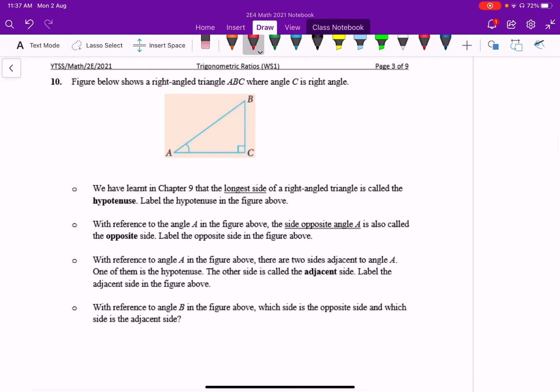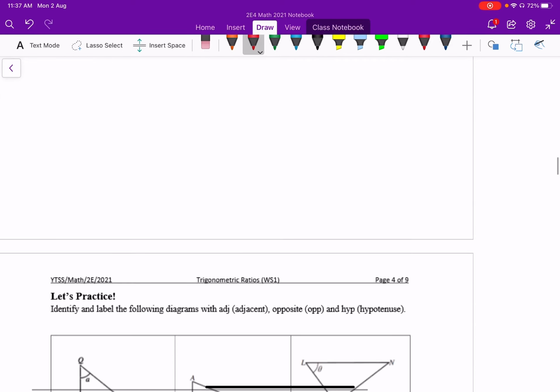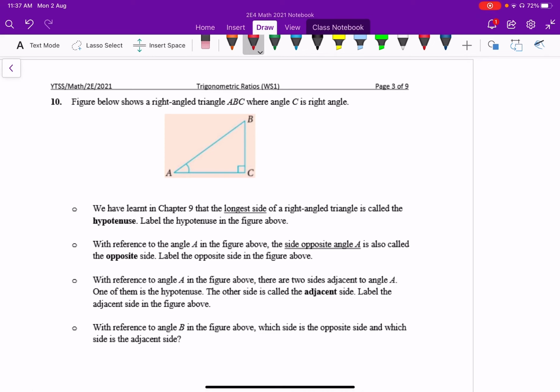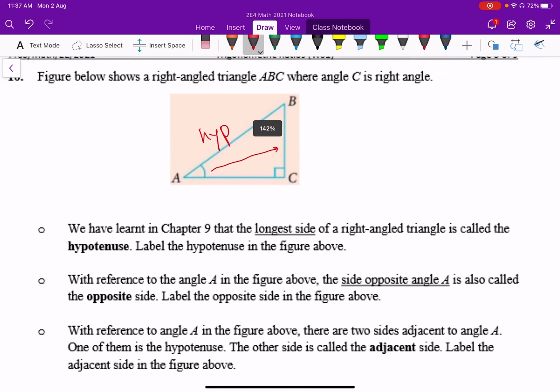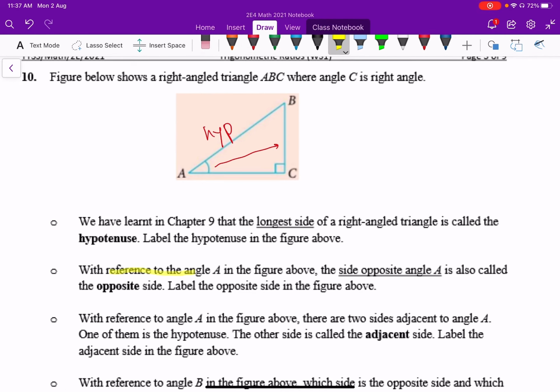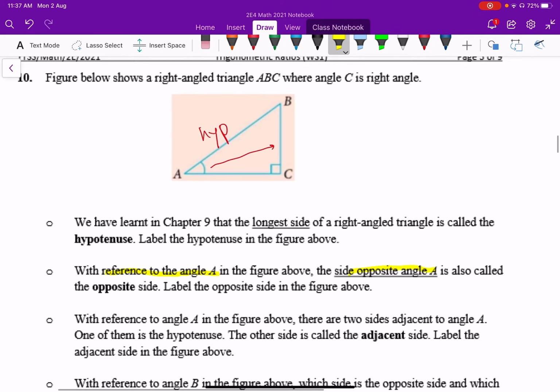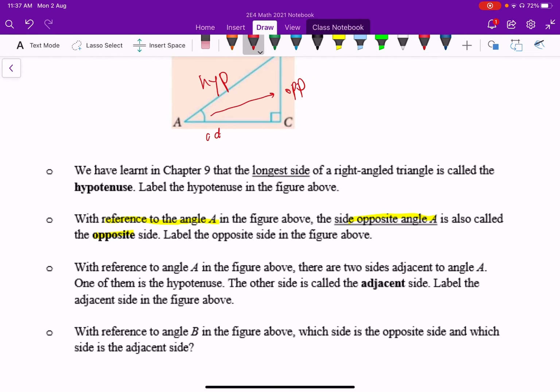So from here you have learned that the longer side is called the hypotenuse. Over here we are also going to learn that the side opposite the angle that you are using, with reference to the angle A, we call it opposite. And then we need to name the other side also. The remaining side is next to the angle, so it's the adjacent side. So we call it adjacent.